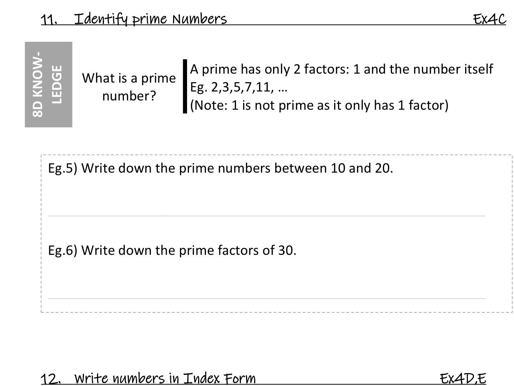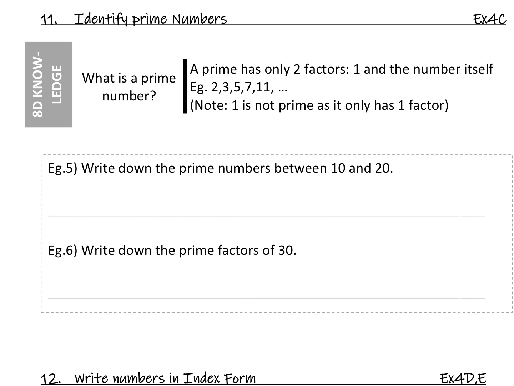Now note, if you use the definition that a prime number is a number that can be divided by itself and 1, that's not enough, because 1 is not a prime number. It can be divided by itself and 1, but it's only got 1 factor. So 1 is not the first prime number, and indeed 1 is not a prime number, full stop. A prime number will have 2 factors. Okay? Don't get caught out with that. You can pause the video and have a go at example 5 and 6.